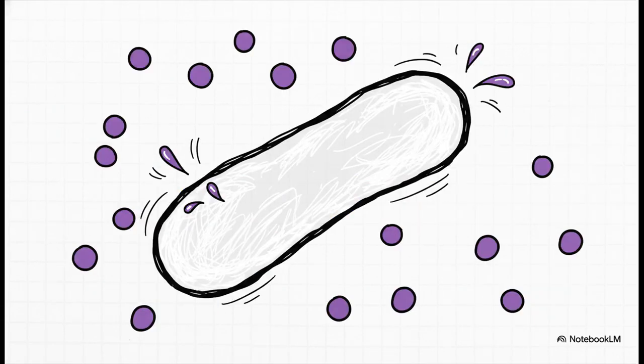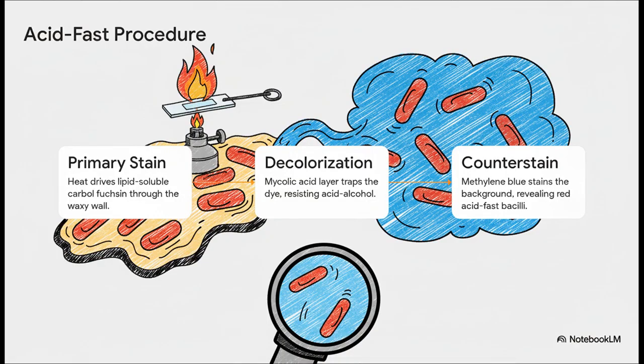Well, the culprit is its unique cell wall. It is just packed with mycolic acids, which creates this waxy, almost impenetrable armor. This shield is so ridiculously effective that it just repels the crystal violet stain, leaving behind those faint little ghost bacilli on the slide. So how do we get around this?